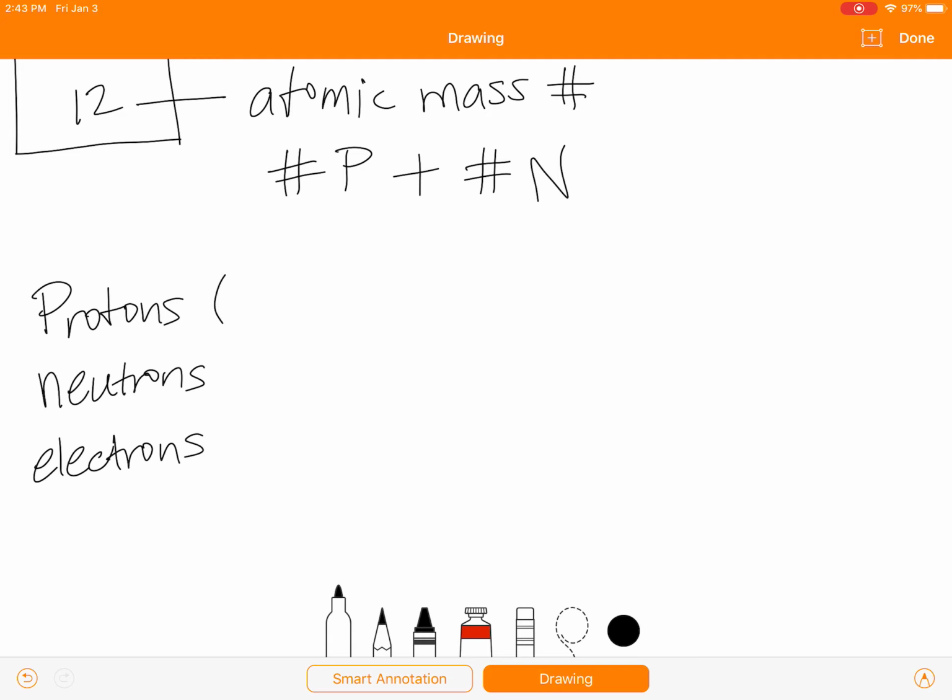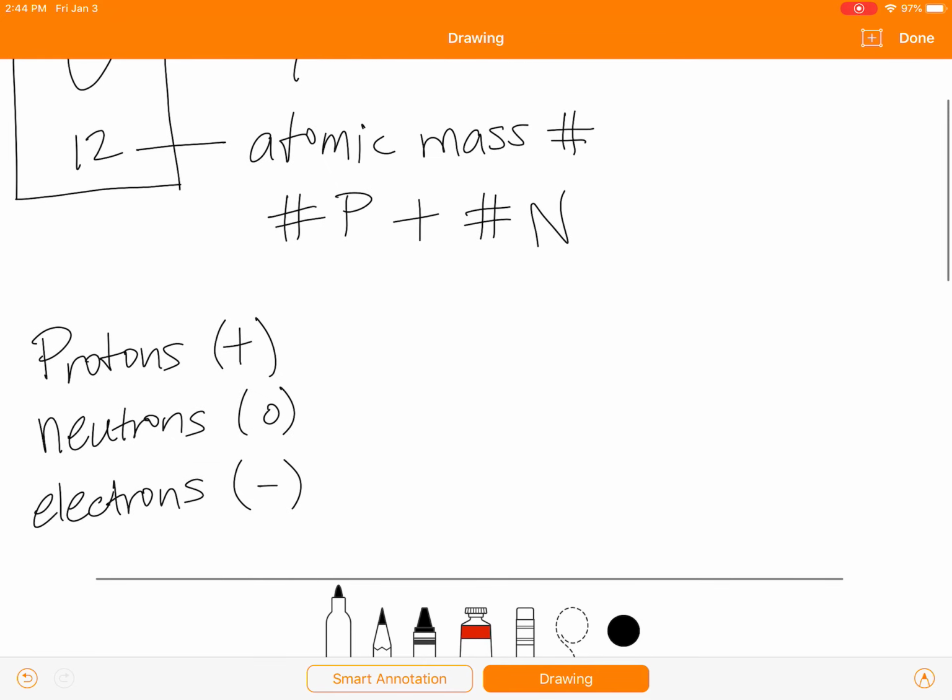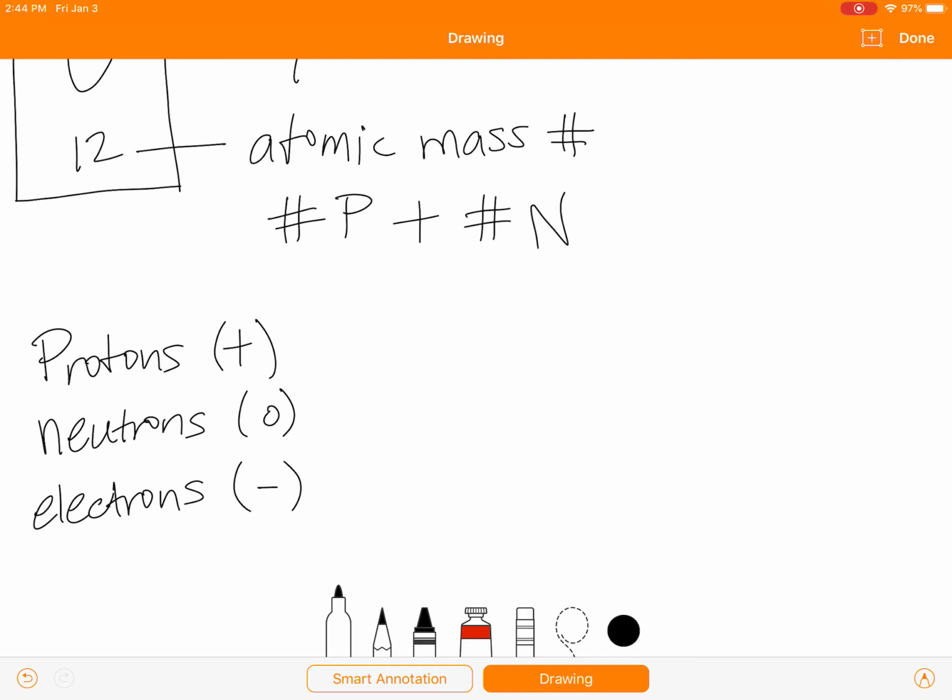So remember, protons have an overall positive charge, so I'm going to put that plus there. Electrons have an overall negative charge, and then neutrons are considered neutral. Okay, so I'm just going to put a 0 there because they do not have a charge, whereas the others do. Okay, so protons and neutrons are found in the nucleus of an atom. Okay, so I'm just going to draw this circle here to represent the nucleus. And you're going to have protons and neutrons found in the nucleus, right, in the center of the atom.